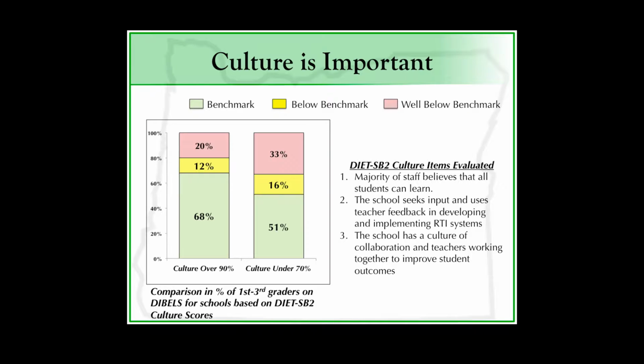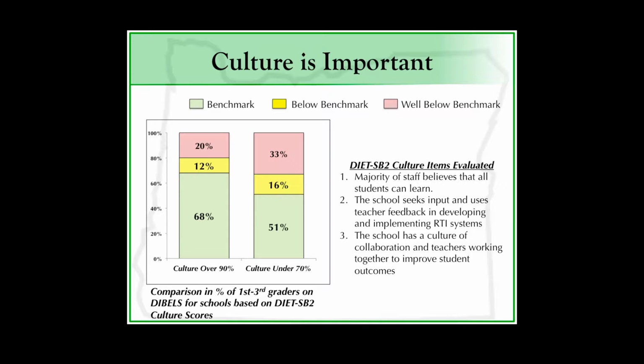Again, this is a comparison of schools with their DIBELS data. The graph on the left is a compilation of all the schools. If they have a school culture score of over 90%, they have 68% of students on average at benchmark. Schools that have a low culture score, under 70%, are at around 51%.